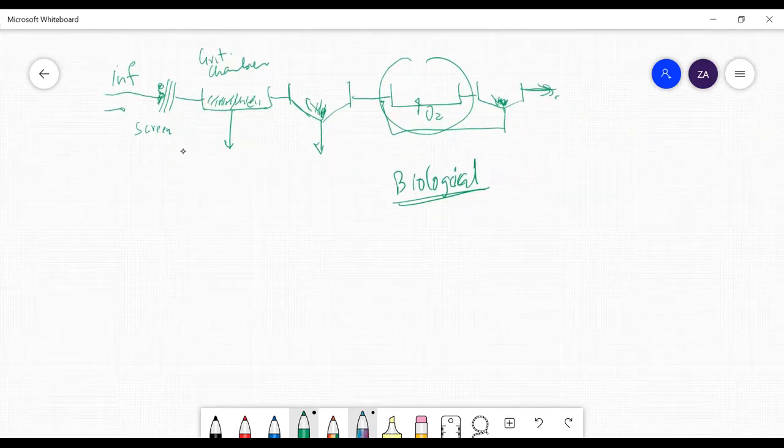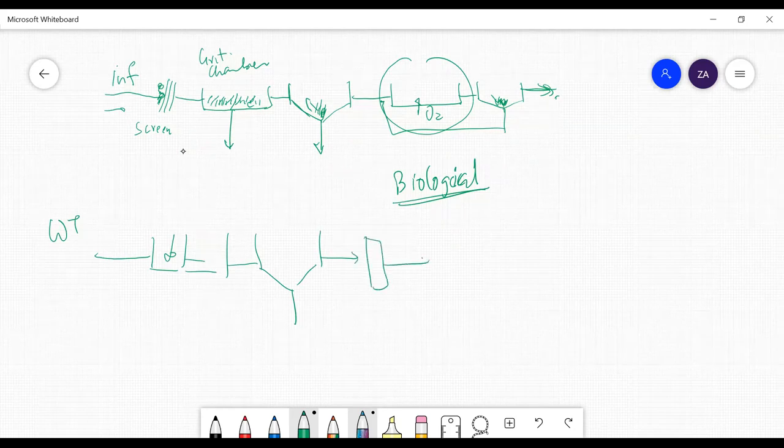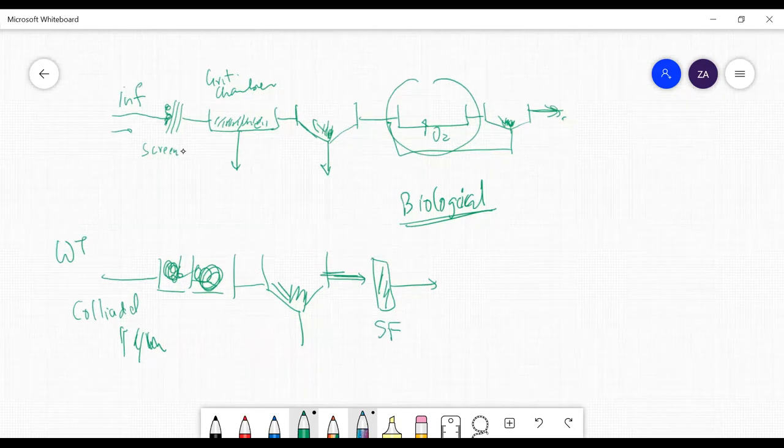Now, why do we add coagulation in water treatment? We have coagulation, and then flocculation, and then sedimentation, and then a sand filter, because the suspended solid concentration is very low. Here the particles are colloidal particles, right? The colloidal particle is very small, up to 1 micrometer. We want to make it big so that it settles down. And even the remaining small ones, we trap in the sand filter. This is for water treatment.